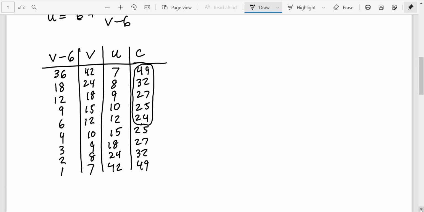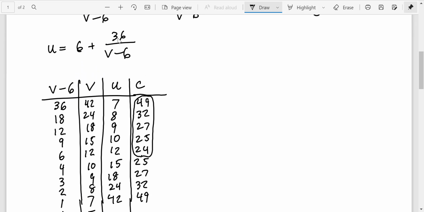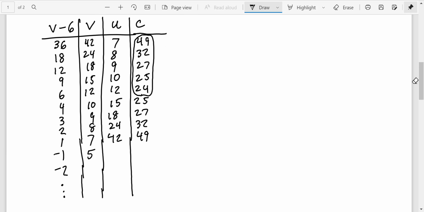Just to illustrate what happens if we continue this table into the negative factors of 36, well, in all of those cases you can check that c comes out negative, and the problem required c to be a positive integer. So for example, if v minus 6 is negative 1, then v would be 5. And u, remember, can be found by taking 6 plus 36 divided by v minus 6. That would be 6 plus 36 divided by negative 1. That's going to come out to negative 30, and if I add those together, I get negative 25.